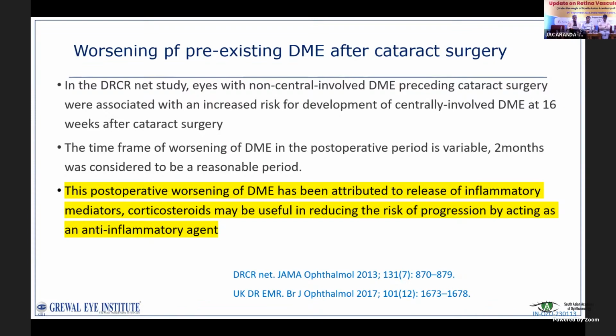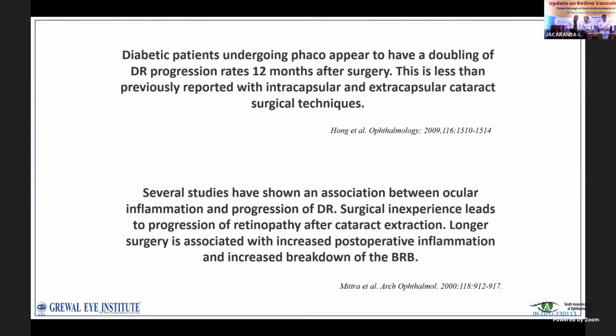So because of this, the postoperative worsening has been attributed to release of inflammatory mediators. So maybe corticosteroids are useful in reducing the risk of progression as anti-inflammatory agents. We had several studies in the past, and you can see this study in 2009 by Hong et al., where phaco did reduce the worsening as compared to intracapsular and extracapsular. And we should keep in mind that if we have more inflammation, prolonged surgery or a complicated surgery, then there is increased breakdown and increased postoperative inflammation, which will lead to real worsening.